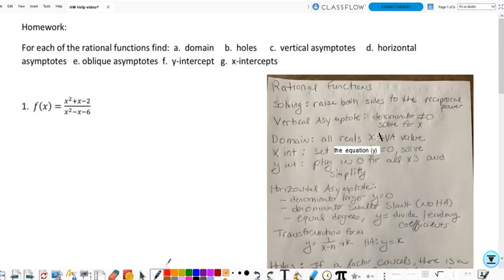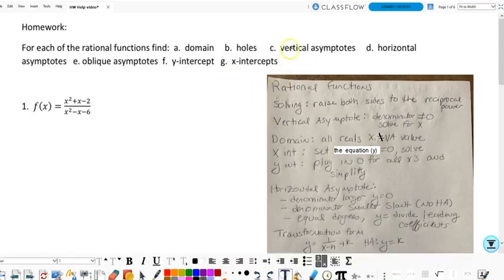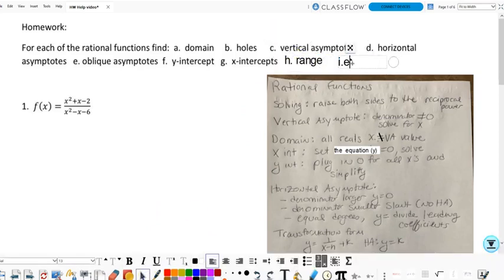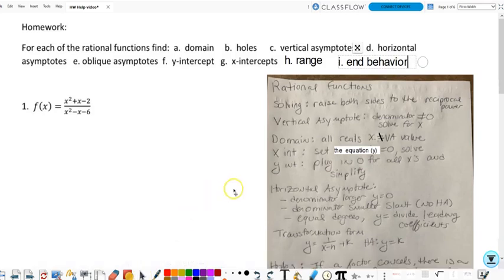Okay, so this video, even though it's the homework page in your packet, is actually also a really good test review since it goes through all these properties. And I'm even going to add in other parts. Let's add in range, and I'm also going to add in end behavior. That way you have everything to practice from these equations for the test.